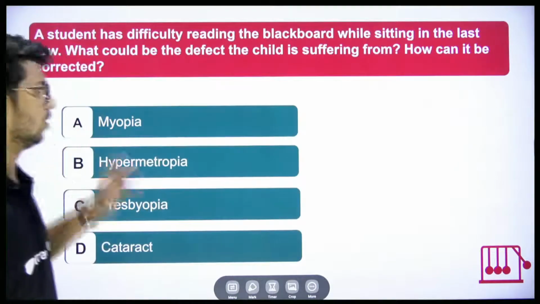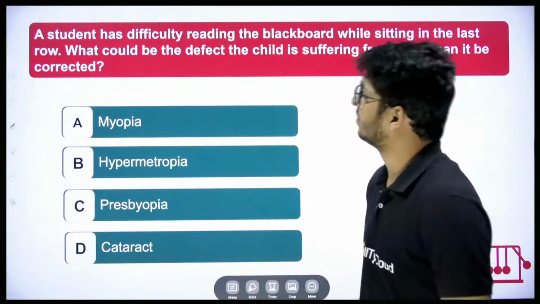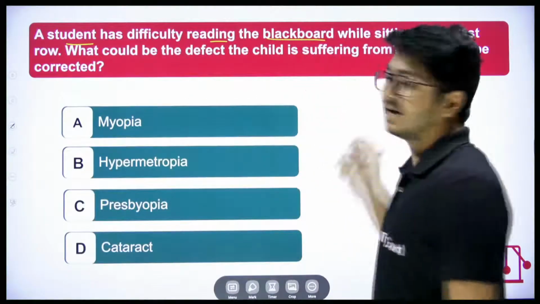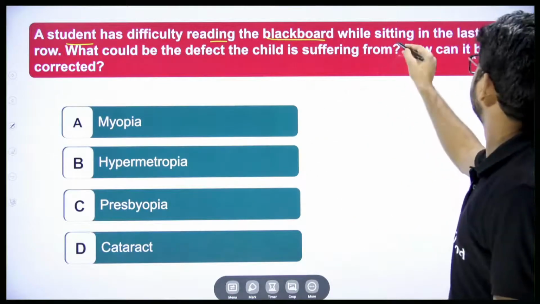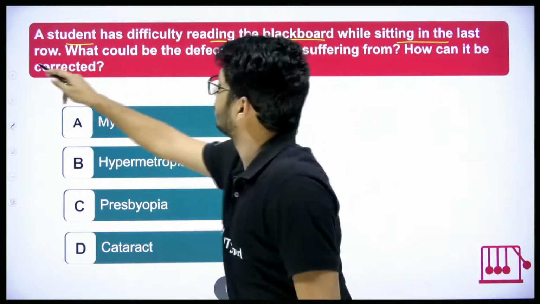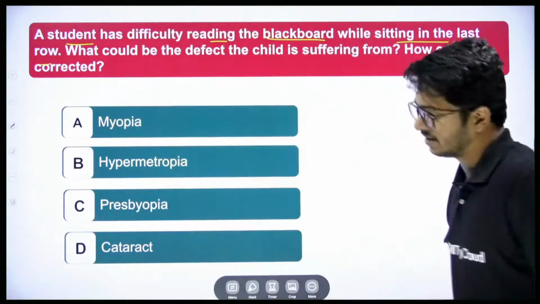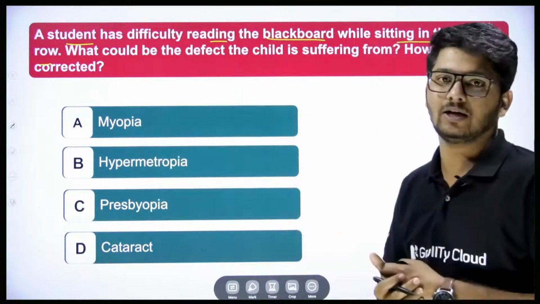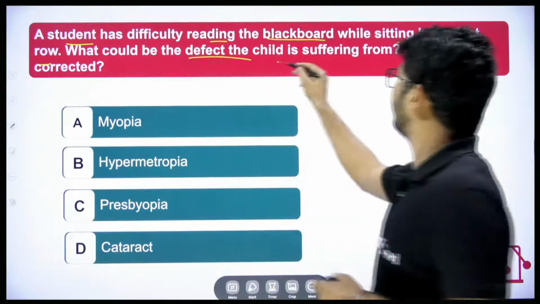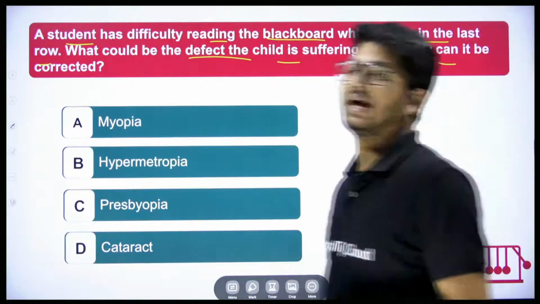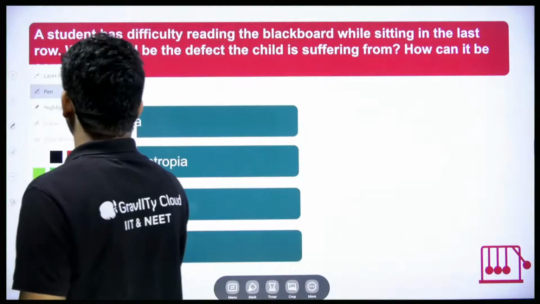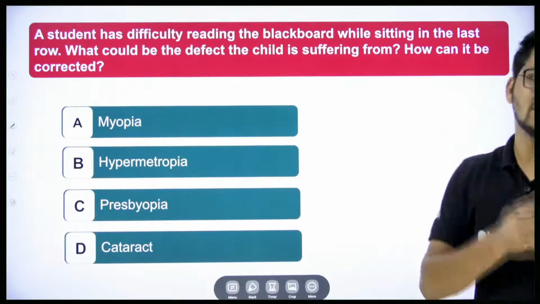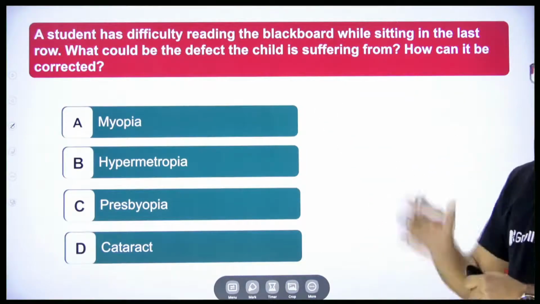Before that, let's go into a simple problem here. A student has difficulty reading the blackboard while sitting in the last row, the back bench. He's a backbencher, and from the back bench that student is not able to see the blackboard clearly. What could be the defect the child is suffering from? How can it be corrected? Which defect can it be?